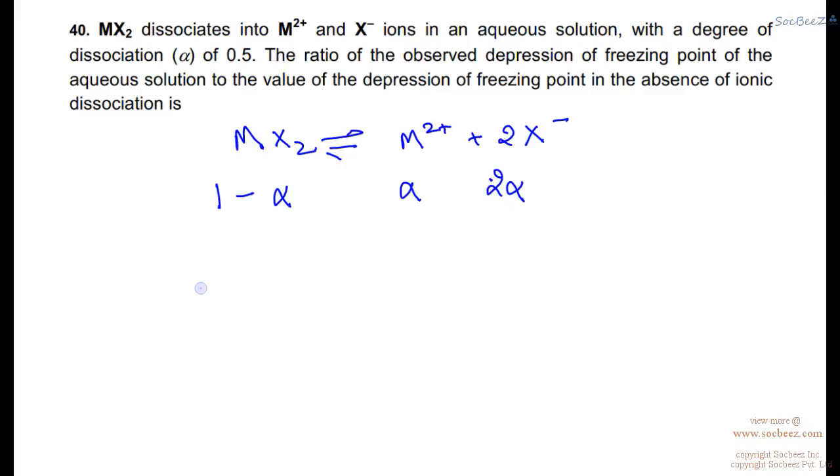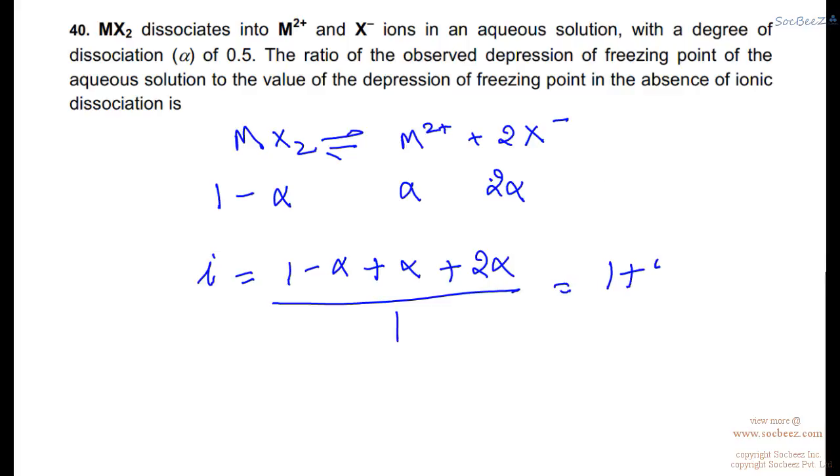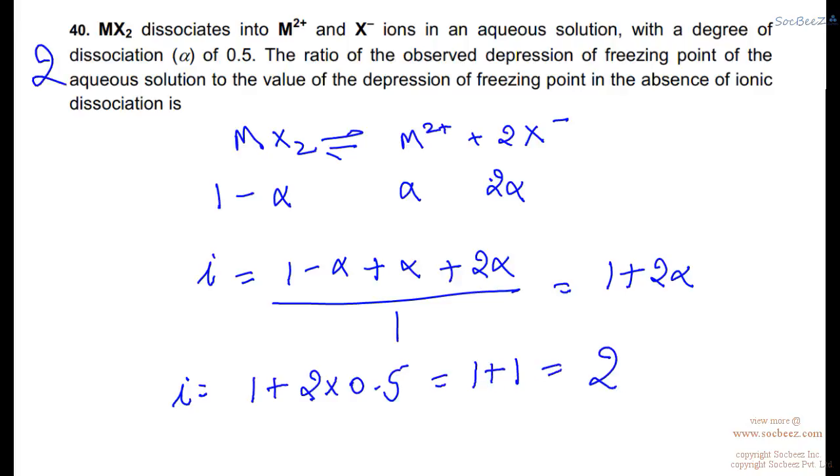So now from here we can get that i equals 1 minus alpha plus alpha plus 2 alpha upon 1. Okay, so this is 1 plus 2 alpha. Now since alpha is given to be 0.5, therefore i is 1 plus 2 into 0.5 equals 1 plus 1. The correct answer is 2. Therefore the correct answer in this question is 2.